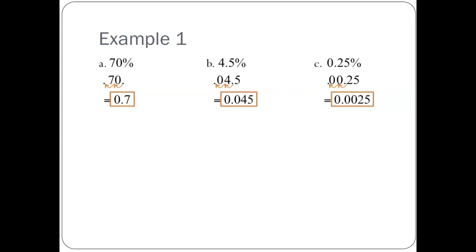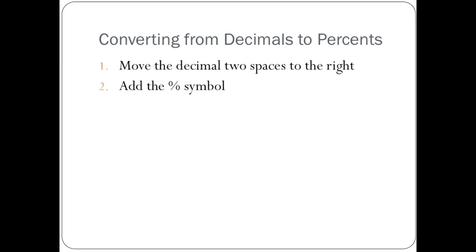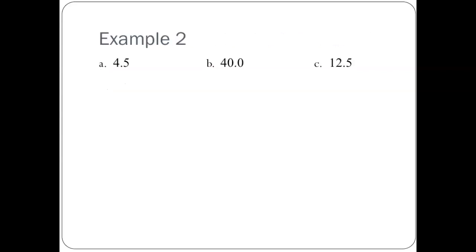Now let's go the other way, converting from decimals into percents. To do this, you want to first move the decimals 2 spaces to the right and then add the percent symbol. So this is the exact opposite of what we just did. So let's say you had 4.5. You would start by moving the decimal place 2 spaces to the right, and then put a placeholder there. So this will be 450. So this is 450%. Add that percent symbol once you're done moving the decimal place.